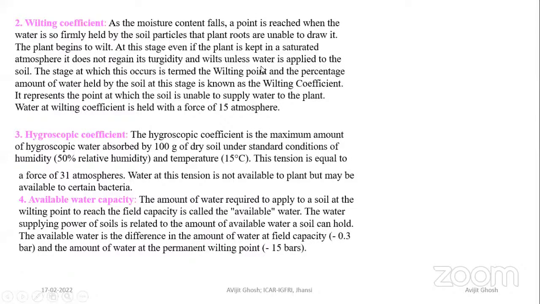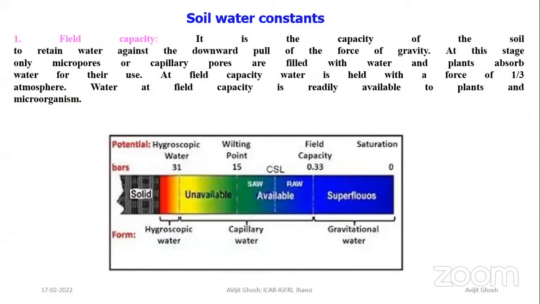Next is the wilting coefficient. As the moisture content falls, a point is reached when the water is so firmly held by the soil particles that plant roots cannot take up this water, and the plant begins to wilt. At this stage, even if the plant is kept in a saturated condition, it does not take up water, and it does not revive again. So this point is termed the wilting point, and the percentage of water held at this point is called the wilting coefficient. It represents 15 bar or 15 atmospheric pressure.